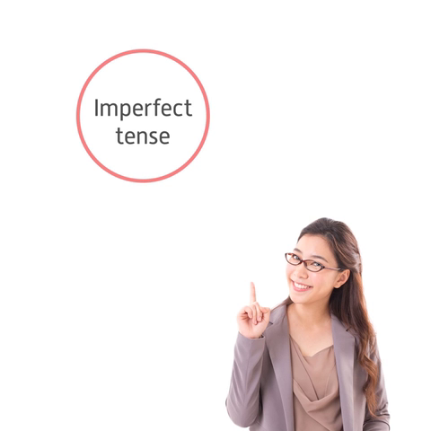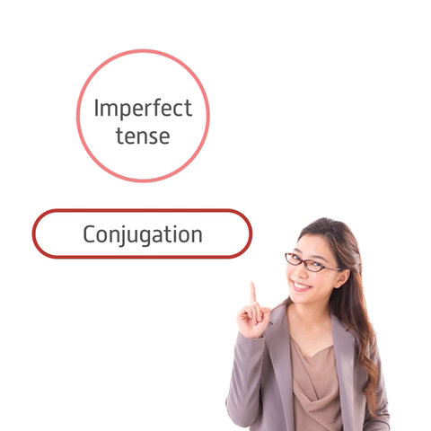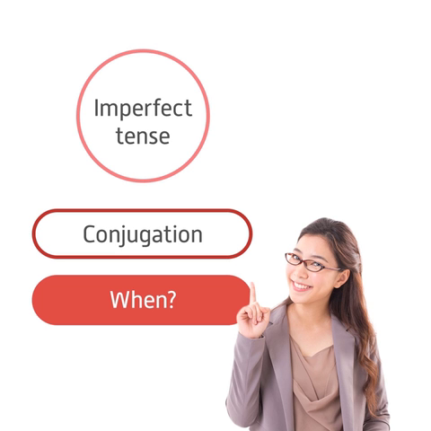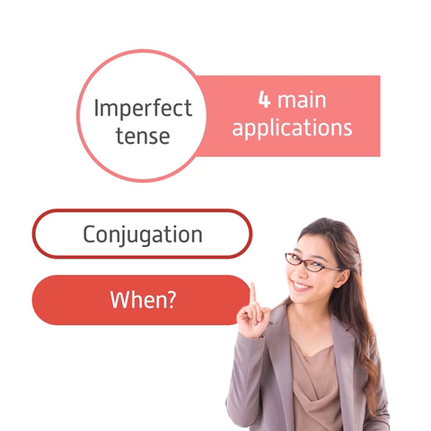In this grammar podlet, we're going to look at the imperfect tense. The imperfect tense is relatively easy to conjugate, that means to form. However, it can sometimes be difficult to know when to use it. Let's look at the four main applications of the imperfect tense as well as how to conjugate it.